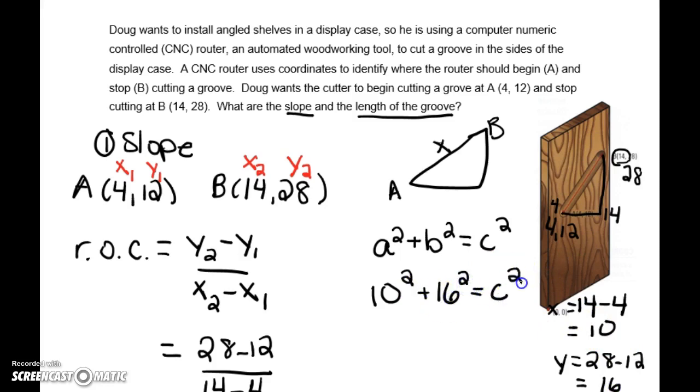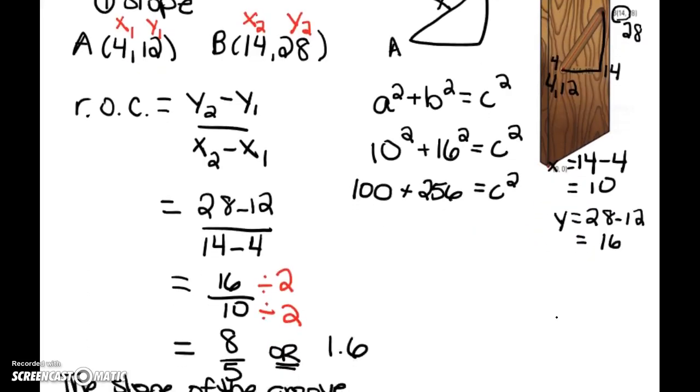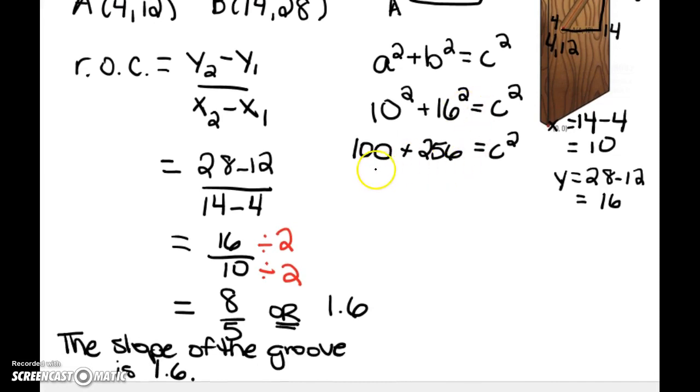Fill this in for your Pythagorean theorem, and then just continue to solve like you have been for the past few years of your math education. First we need to simplify our squared terms. 10 squared, which is also 10 times 10, gives you 100, plus 16 squared, which is 16 times 16, or 256. And that's equal to c squared. Then we can simplify our left-hand side by adding those two numbers: 100 plus 256 is 356. And that's equal to your right-hand side, c squared.